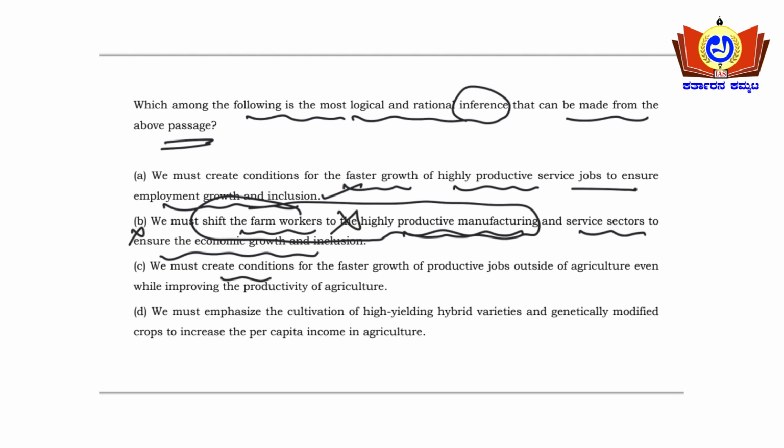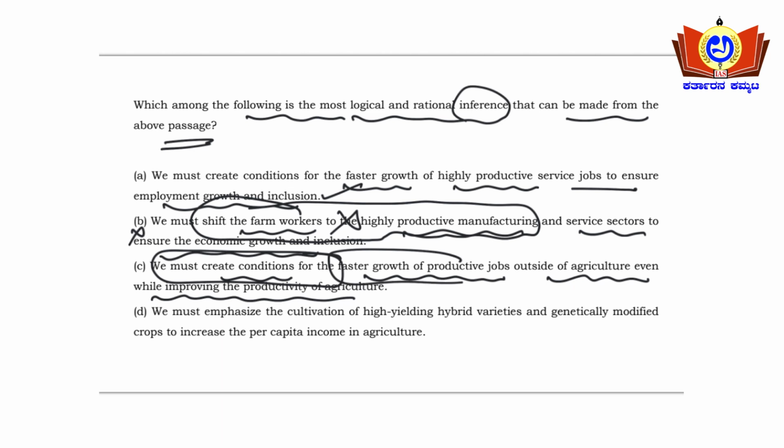We must create conditions for faster growth of productive jobs outside of agriculture, even while improving the productivity of agriculture. Actually, this statement is also wrong here. Option C is too generalistic and even far-fetched. There is nowhere in the passage we can infer this. We cannot infer this statement here.